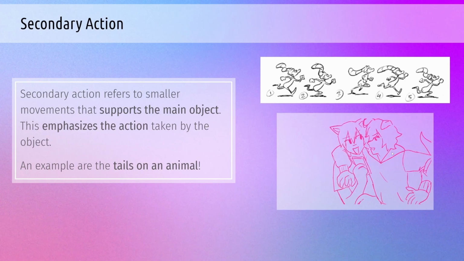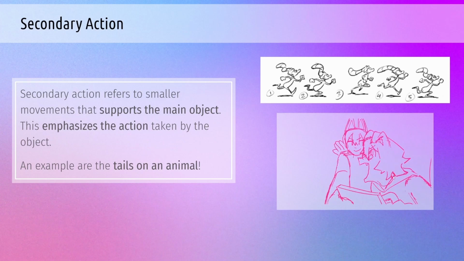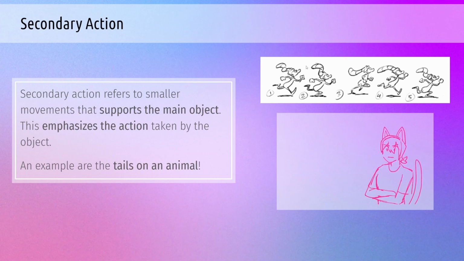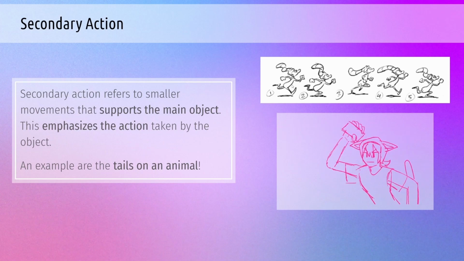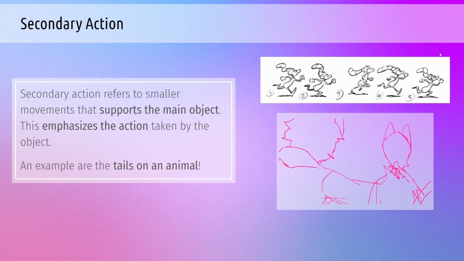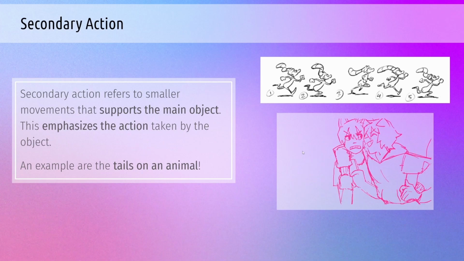They're calm here, so nothing really moves, but when the dog gets excited, his tail moves around. On the top, we have a secondary action of the hat moving around, and while he's running, the hat is going up and then down, up and then down. It emphasizes his running movements, so you know that he's running along.